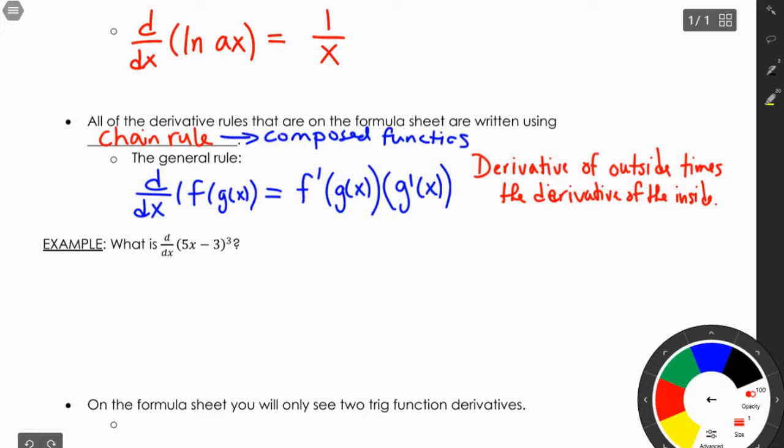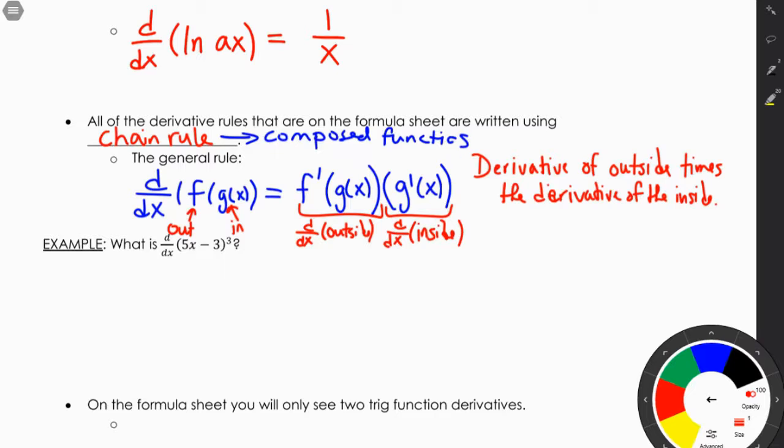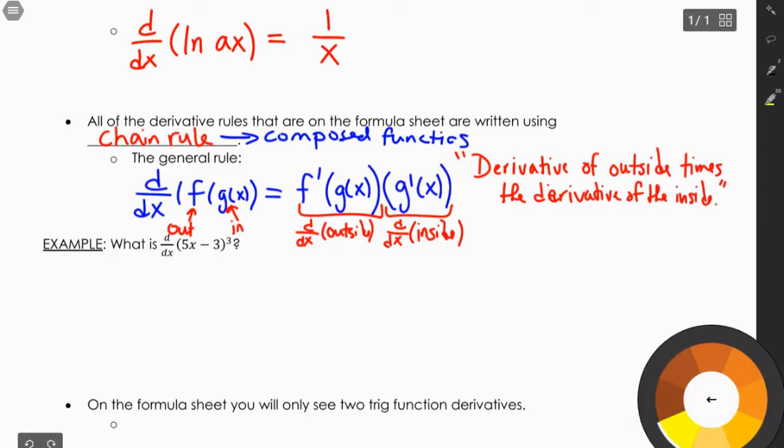So if I think about it, f is the outside, g is the inside, right? So this is d dx, if you want to write it like that, of the outside, and then this is d dx of the inside. If you want to just think about it as a sentence: derivative of the outside times the derivative of the inside. So let's do a quick little example here.